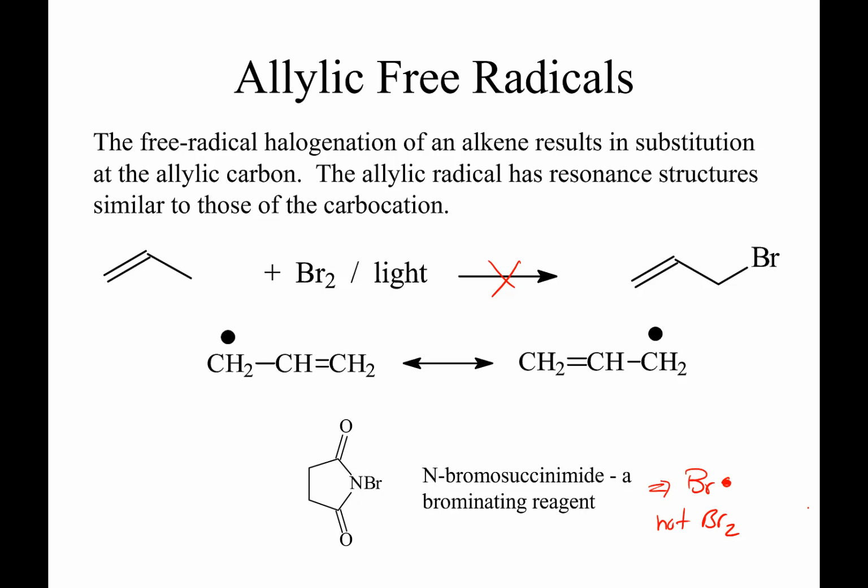And so we can use this NBS as our free radical halogenating agent. And we can use this for anything. We could use this for an alkane, we could use it for an allylic system, we can use it for a benzylic system. It doesn't matter. Okay. So if I wanted to do this reaction up here, I should not use bromine and light. Instead, I should just use NBS.